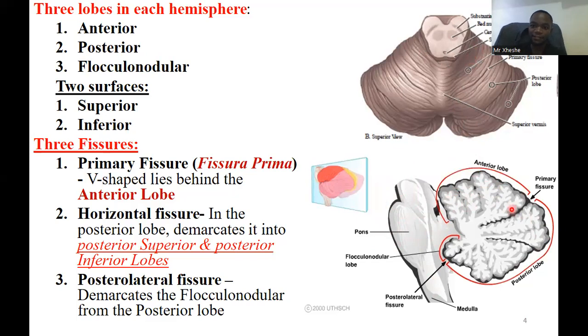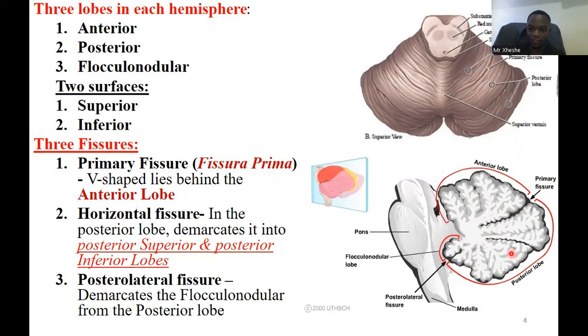So dividing the anterior lobe from the posterior lobe is the primary fissure, or otherwise known as the fissure primer. So you see that? Splitting it, that one. So they say it's V-shaped. So that is a fissure. It goes deeper all the way, dividing anterior lobe from posterior lobe.